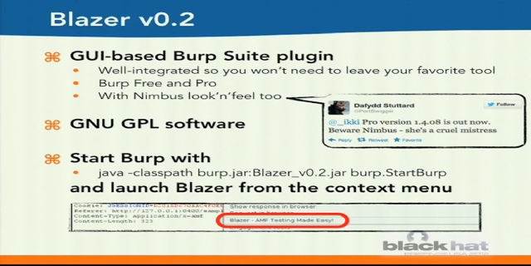To use Burp and Blazer, you basically just need to instantiate Burp as with any other extension. So you add the extension's jar to the class path, and you launch Burp. And in this case, from basically every possible context menu, whenever there is a remoting message, you can launch Blazer.